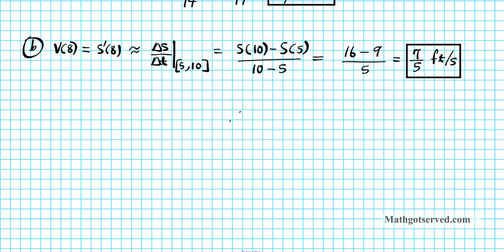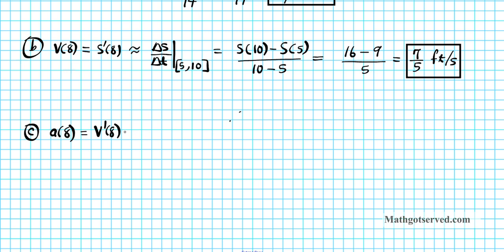Okay, let's shift our attention to the last portion, which asks us to approximate the instantaneous acceleration at t equals 8. Alright, so for part C, we're looking for a of 8. So that is equal to what? Remember, if you differentiate your velocity, you get the acceleration, right? So this is equal to the derivative of the velocity at 8.